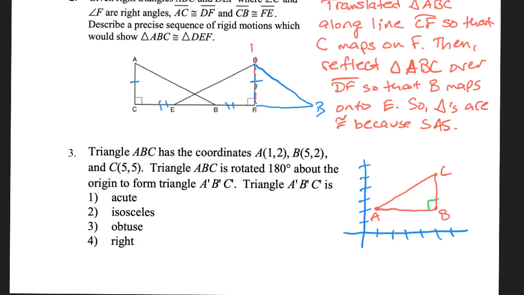So this is a right triangle, and therefore its image is also going to be a right triangle. So our answer choice is number 4.